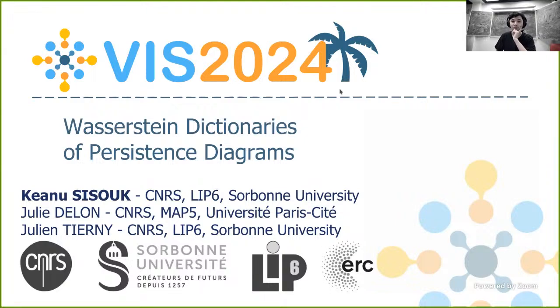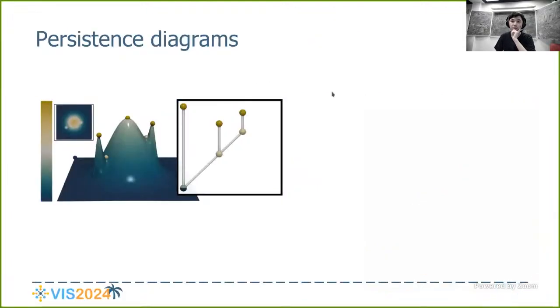So, hi everyone, my name is Keanu Sisouk, and I will be presenting our work on Wasserstein dictionaries of persistence diagrams. So first, what is a persistence diagram? It's an object called topological representation made of 2D points above the diagonal, usually illustrated by vertical barcodes representing the features of interest in the data and where the heights encode the importance of said features. In this example, we can see that the three mountains here are well represented in the corresponding diagram.